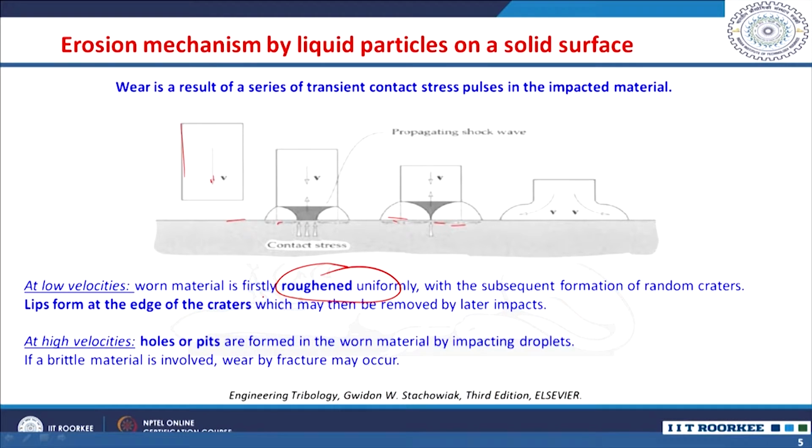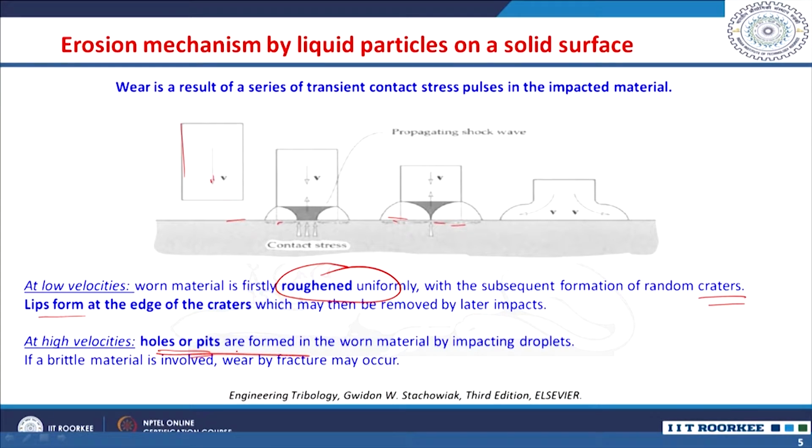At high velocities, holes or pits are formed in the material by impacting droplets. If the material impacted is brittle, then fracture is dominant. So, at low velocities and high velocities, the material is removed in the form of craters forming ellipses, or by forming holes and pits, depending on the velocity of the liquid.